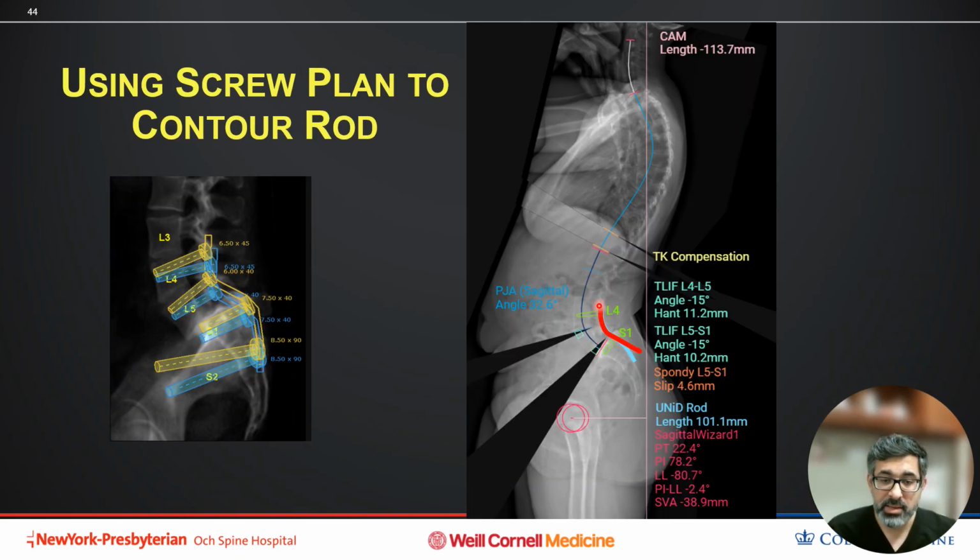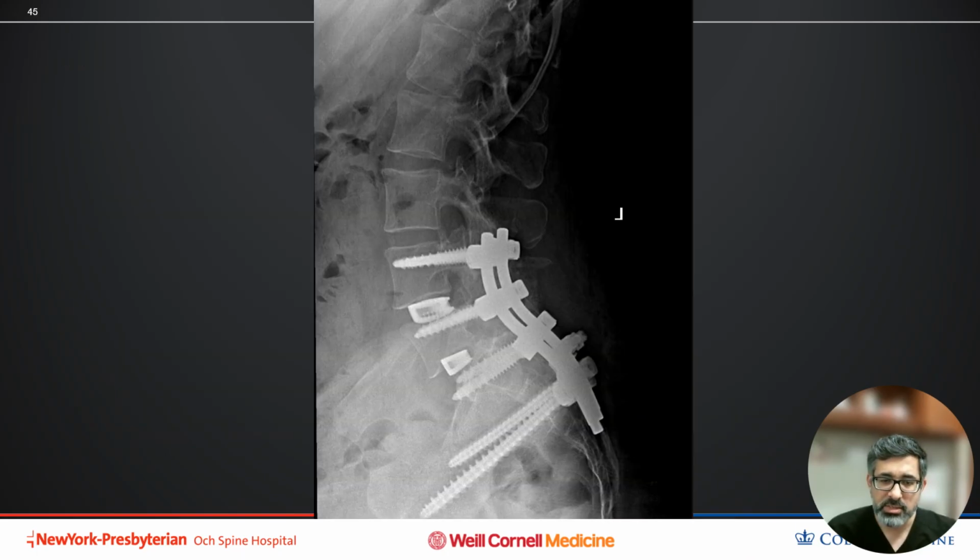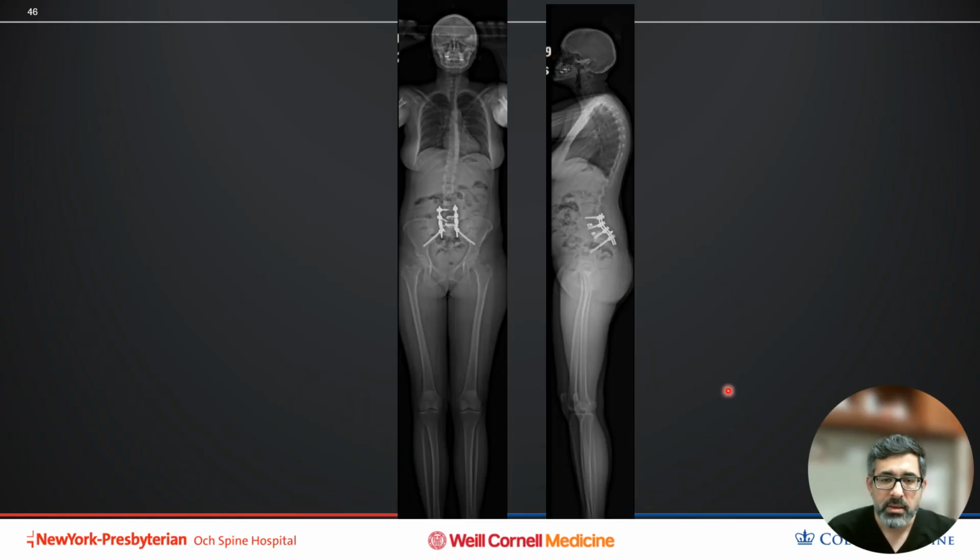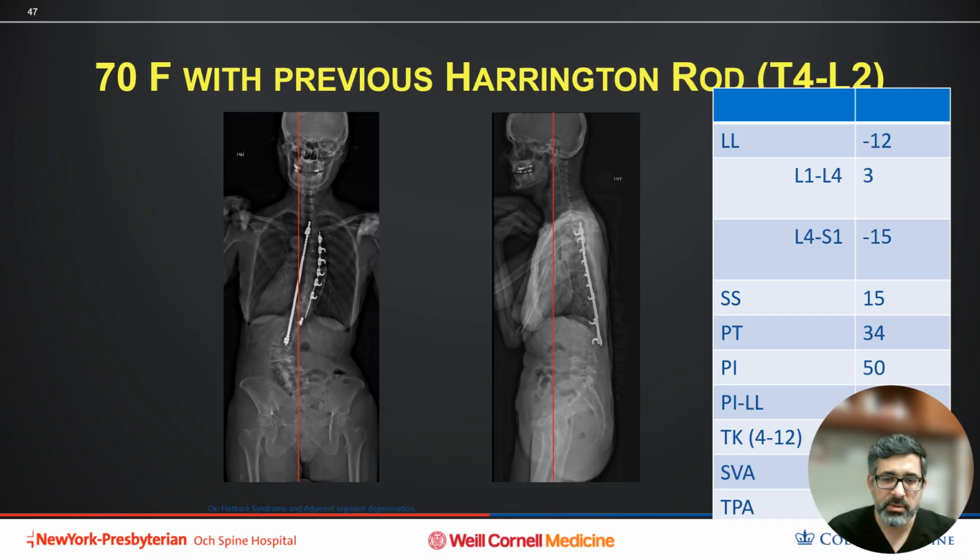alignment. And the initial rod plan we got was this red-shaped rod, but based on my screw plan, I knew that that shape was not correct. So we then were able to integrate the plan of the screws as well as the plan of the rod to get the final shape of the rod, which is curved in almost this S shape. And so this gives us the correction that we were looking for this patient with the high-grade spondylolisthesis. And here is her full standing x-ray.